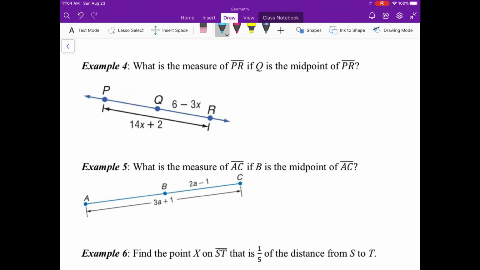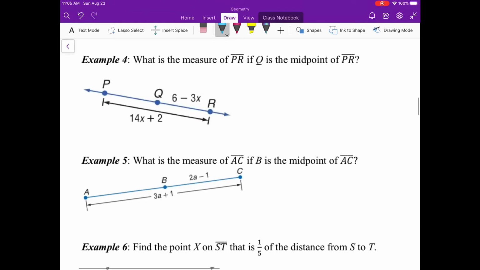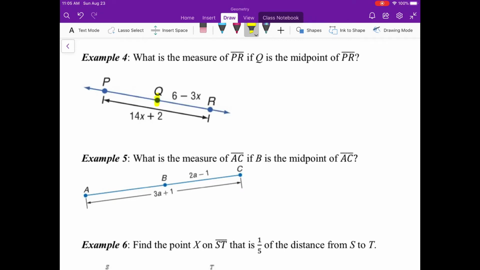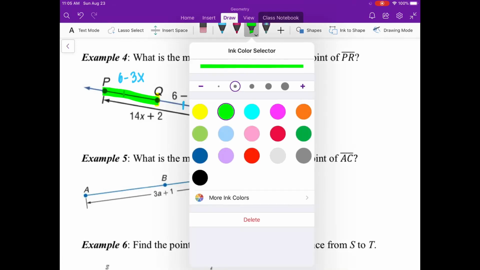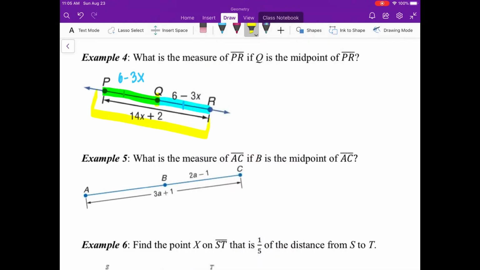Now we're going to throw in a little bit of algebra. So it says, what is the measure of PR if Q is the midpoint of PR? So remember, midpoint means it's right in the middle. And that tells me that whatever this side is, the other side is the same. So I can go ahead and label this as 6 minus 3x. Since Q is right in the middle, I know PQ is going to be the same as QR. So I know that this piece plus this piece is going to give me this entire piece. So PQ plus QR equals PR.